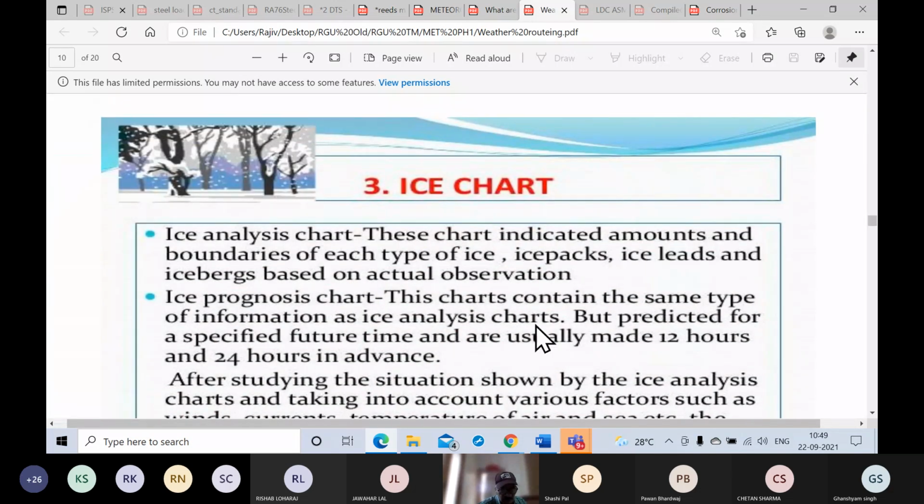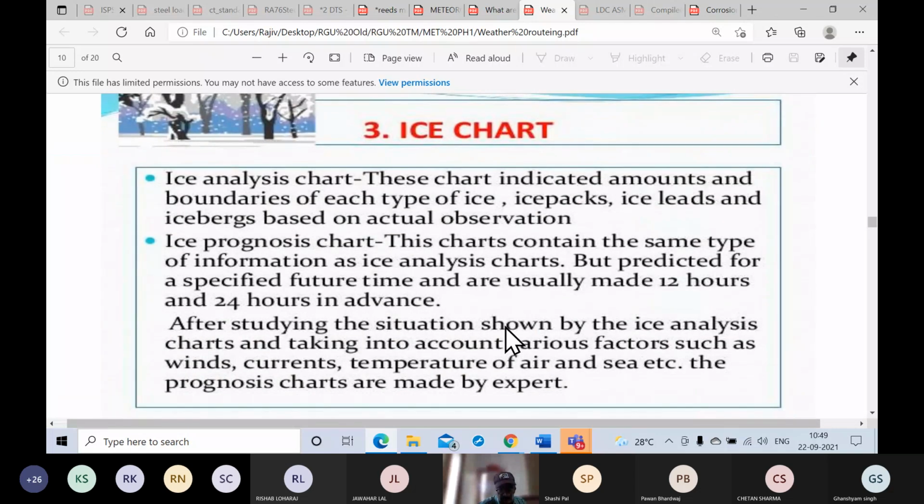And of course, ice charts, very important ones. Ice prognosis, ice analysis charts. Firstly, they indicate amounts and boundaries of each type of ice pack, etc., based on actual observation. That is the ice analysis chart. Then you have ice prognosis, which is prediction for a specified future time, and this could be for 12 hours or 24 hours. This will also exhibit what is called wind, current, and temperature of air and sea. Prognosis charts are, of course, made by experts who extend the analysis for a predicted time.